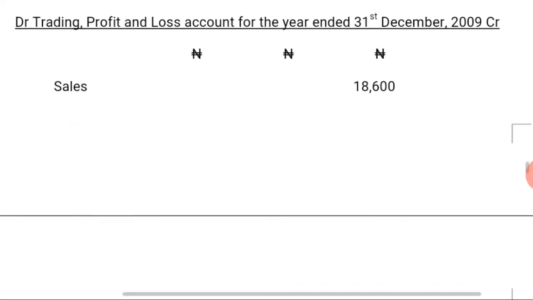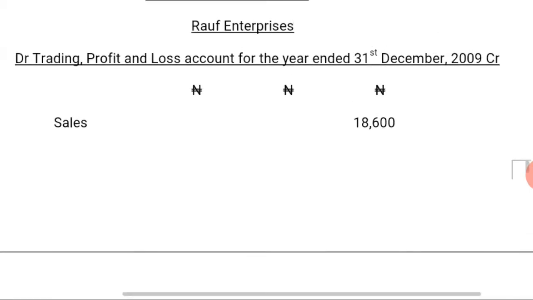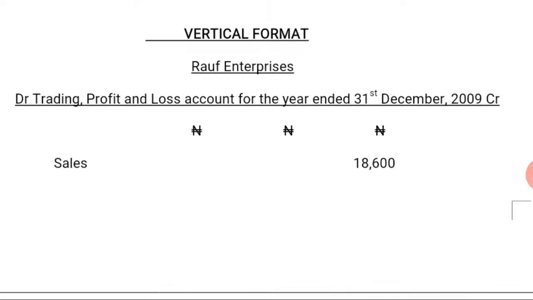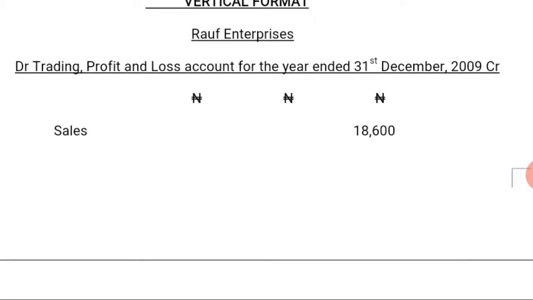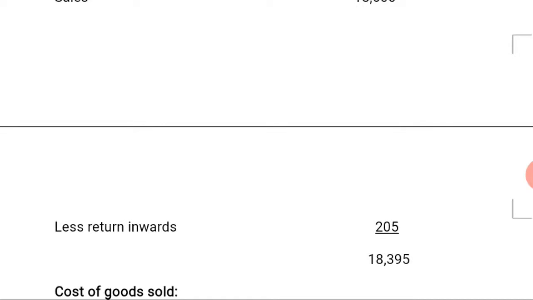We have the denomination of naira and sales. So when you are using the Fatico method, as you have been informed earlier, for preparing trading profit and loss account, you are going to start preparation with sales. Therefore, we have our sales, which was 18,600 naira.